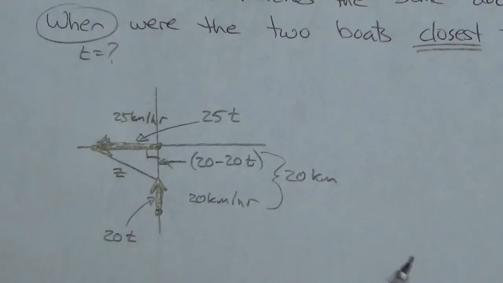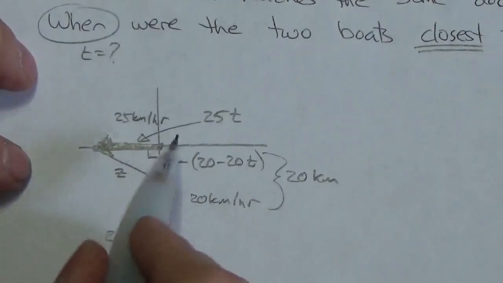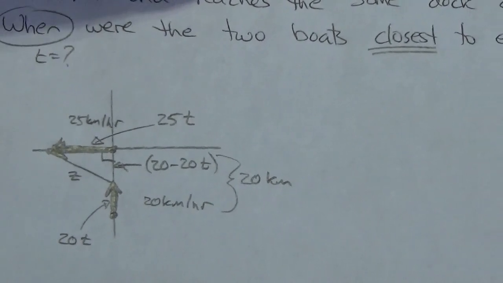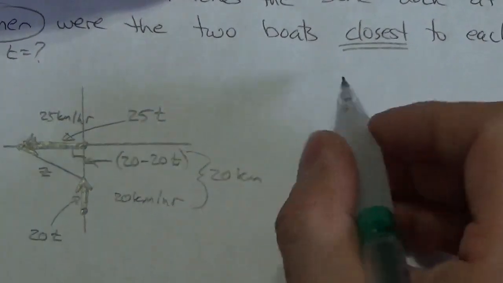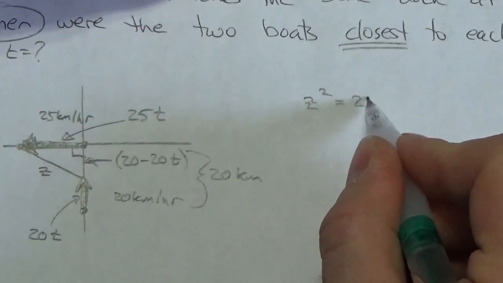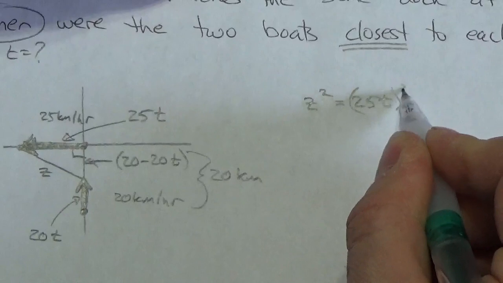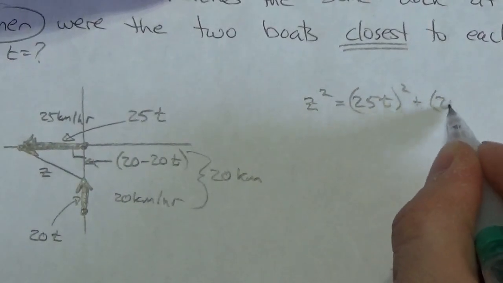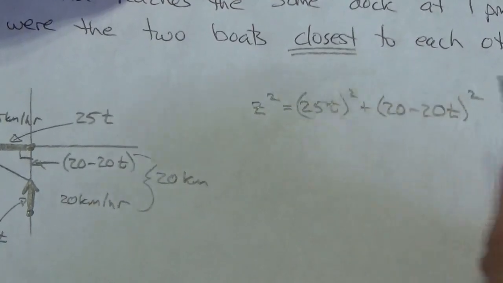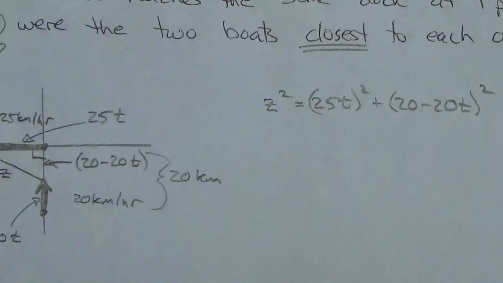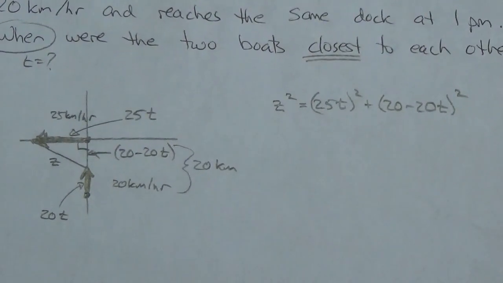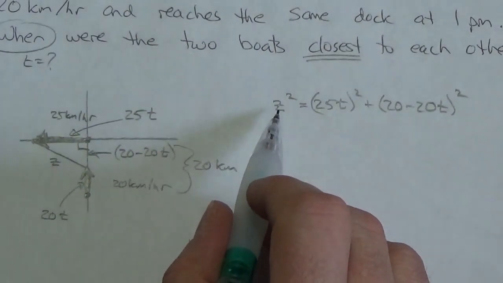So now I've got the two legs of this right angle triangle. So if I want to figure out when they're closest to each other, I'm going to use the Pythagorean theorem. So I know that z squared is going to equal 25t squared plus 20 minus, oops, I know I'm running off here, 20t squared. Okay, and there we go. Maybe I'll zoom out just a little bit. Okay, now I am looking to minimize the variable z here.